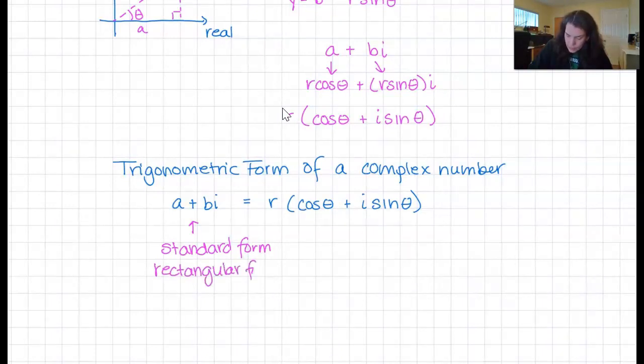I actually can't remember what the book uses. I want to say standard, but I can't remember. Anyway, both of those are the same thing. And likewise, I know the book calls this trig form because that's the name of the section. So trigonometric form, trig form, but another word for it is also polar form.